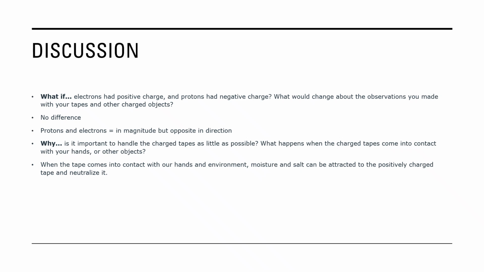What if electrons had positive charge and protons had negative charge? What would change about the observations you made with your tapes and other charged objects? Since protons and electrons are equal in magnitude but opposite, and they behave similarly but in opposite ways, if you switch it, there would be no difference. If it was negatively charged and you bring in another negatively charged tape, they would still repel.